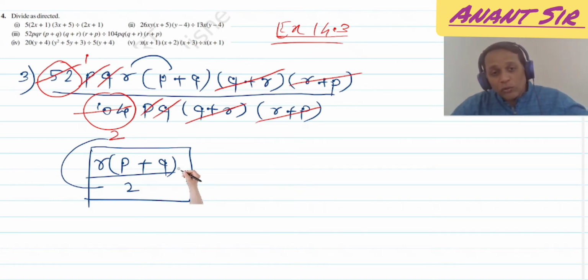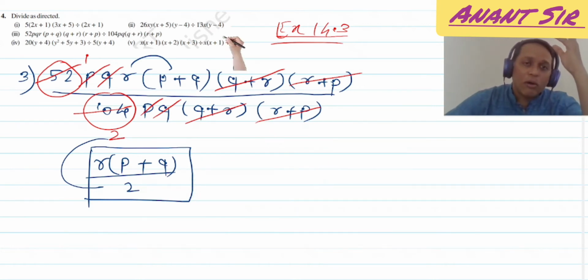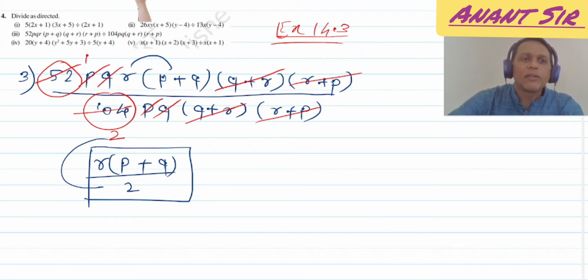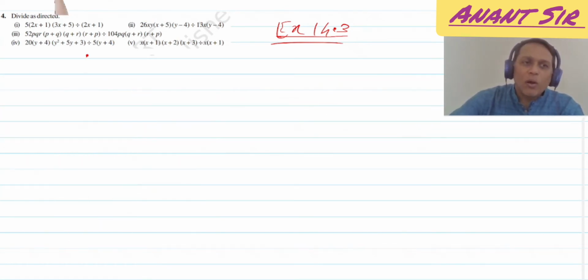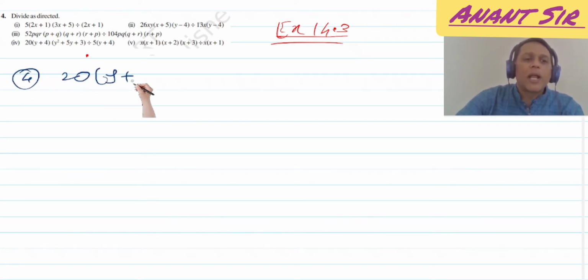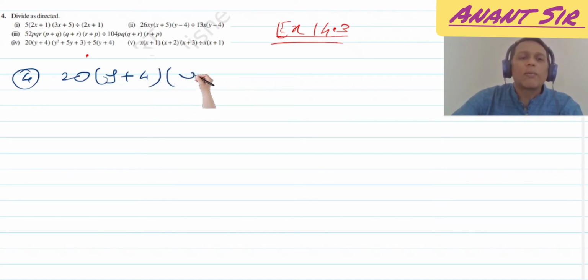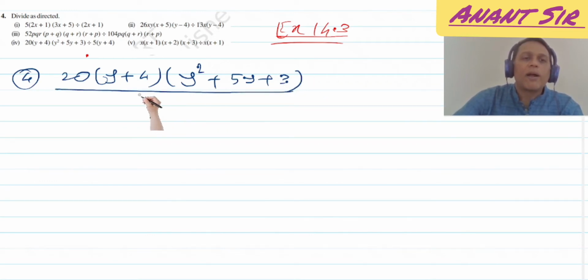See friends, although the question was looking long, it was very easy to solve. So that brings us to question number 4 now. We are going to solve question number 4. Question 4 is 20 multiplied by (y plus 4) multiplied by (y square plus 5y plus 3), whole divided by 5 into bracket (y plus 4).